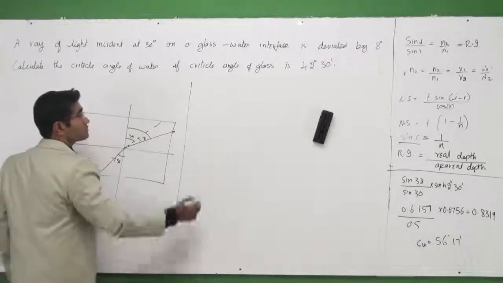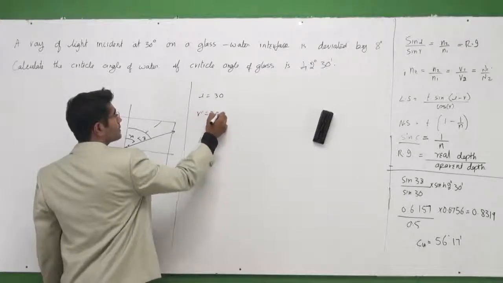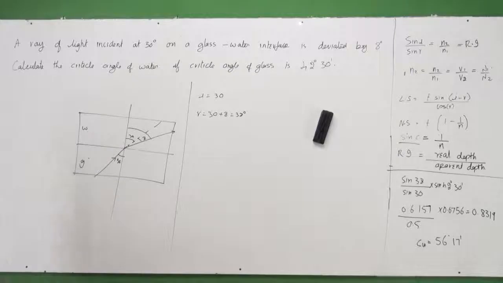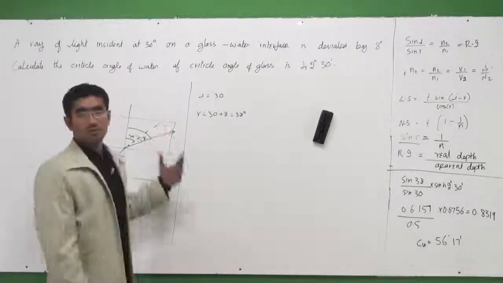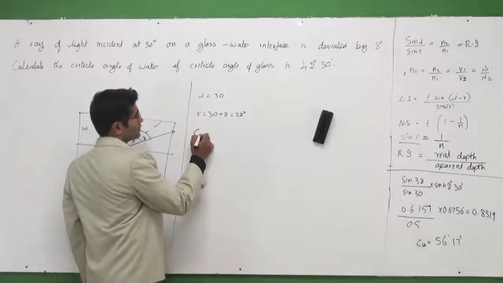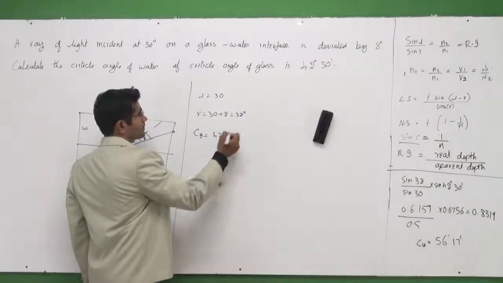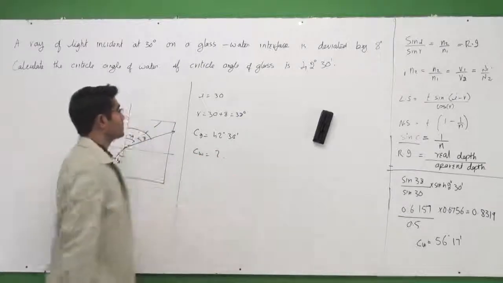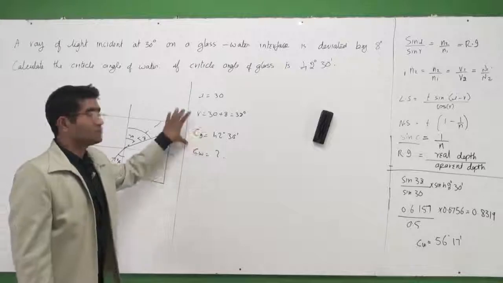So let's write the given data. I is 30 degrees, R is 30 plus 8, that should be 38 degrees. And what else is given to me? The critical angle of water we're supposed to find out, and the critical angle of glass is given to me. So I can write critical angle of glass is 42 degrees and 30 minutes. And the critical angle of water is what I'm supposed to find out. Now with this information, can I connect any of the formulas to it?